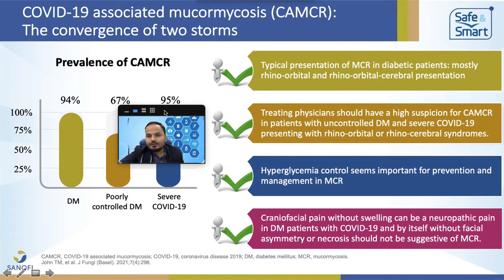So, the typical presentation of mucormycosis in diabetic patients is mostly rhinoorbital or rhinoorbital cerebral. Treating physicians should have high suspicion. Hyperglycemia control is the best strategy. Cranial facial pain without swelling can be a neuropathic pain in diabetes mellitus patients with COVID 19, and by itself, without facial asymmetry and necrosis, should not be suggestive of mucormycosis. It's a very important point because of neuropathy, which is the common thing with diabetes mellitus. Not all patients who present with craniofacial pain with swelling have mucormycosis.